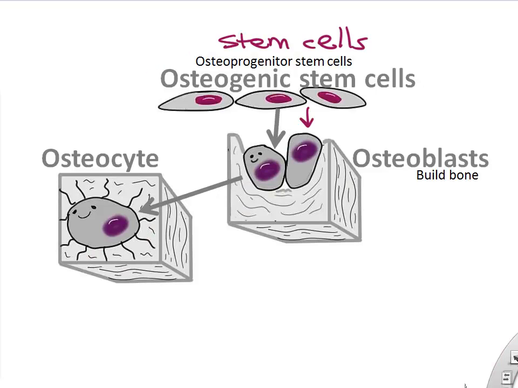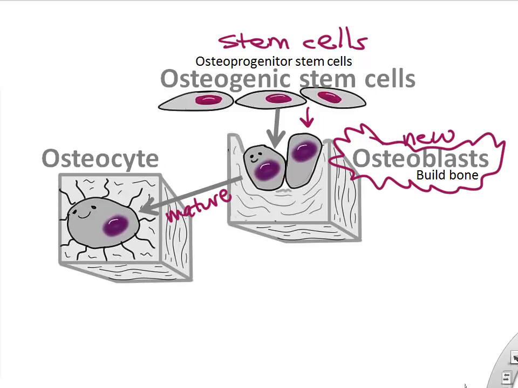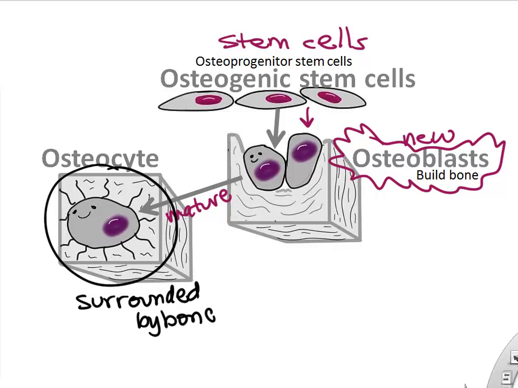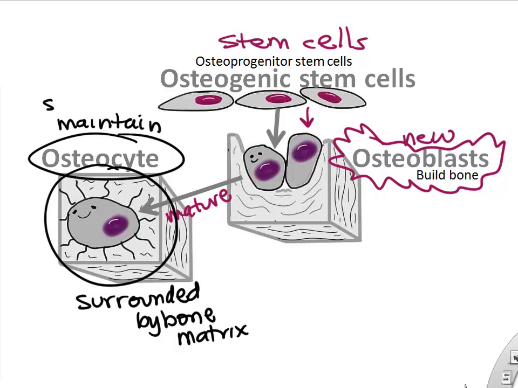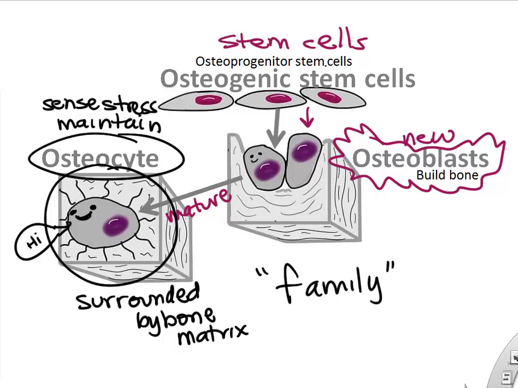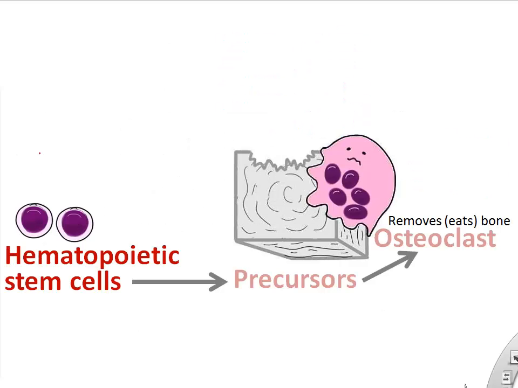Stem cells, called osteogenic stem cells, create new osteoblasts in our bone. Those osteoblasts build bone around themselves, and once they're surrounded, then they mature to become an osteocyte. Osteocytes maintain bone, and they sense any stress that's in the bone matrix, so they're going to be important for maintaining our healthy bones by sensing the stress. And they're sort of all one big family because each one gives rise to the other.